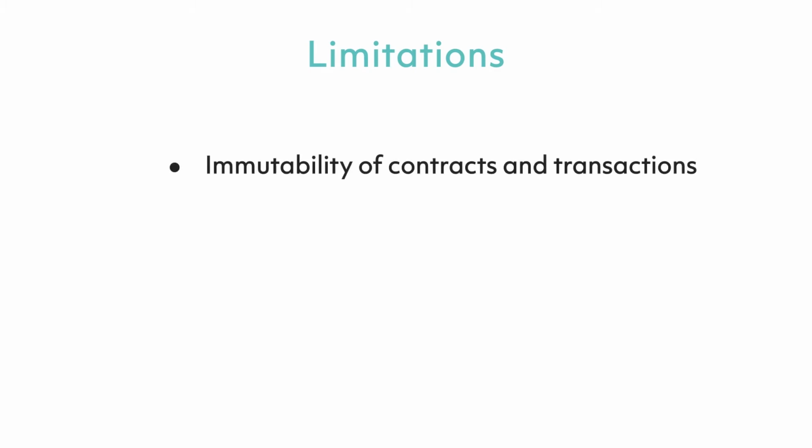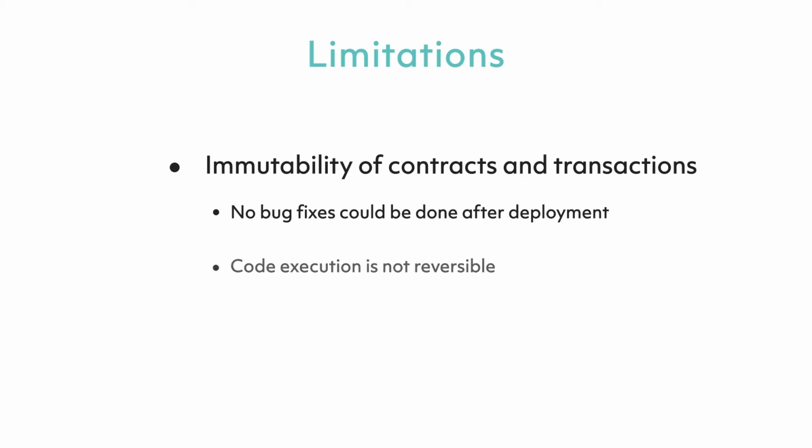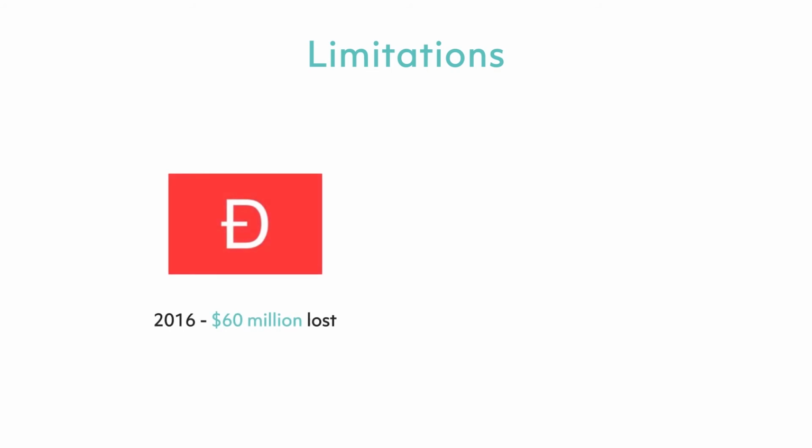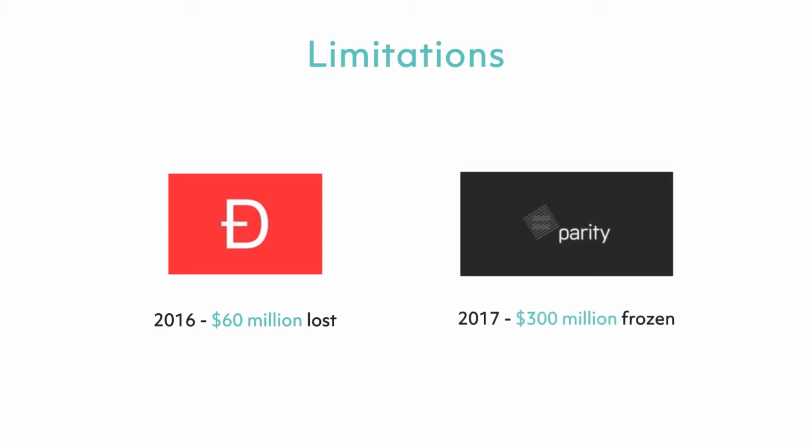A second key limitation is the aspect of immutability of the contracts and transactions. So again, the contracts are immutable once deployed, which means that, number 1, no bug fixes could be done after deployment, and number 2, the fact that the code execution is not reversible. There have been notable incidents which occurred in the past due to these limitations. For example, the DAO hack in 2016, where $60 million were lost, and the Parity incident in 2017, when $300 million were frozen.